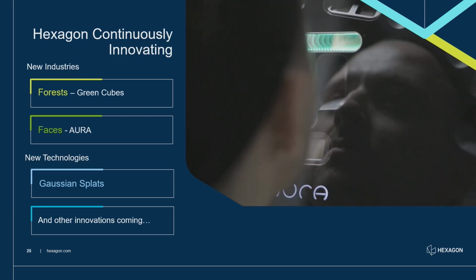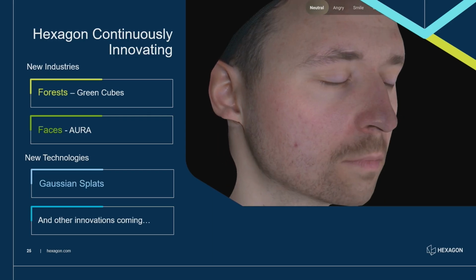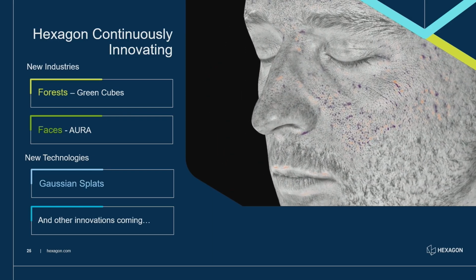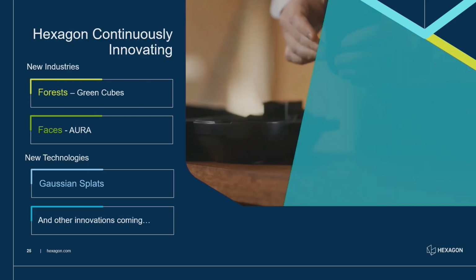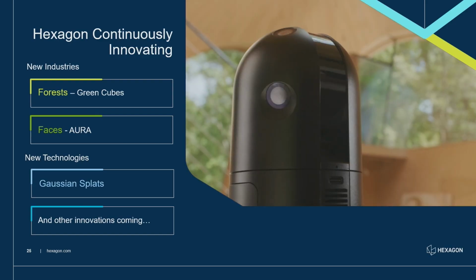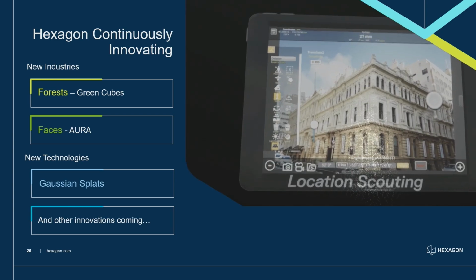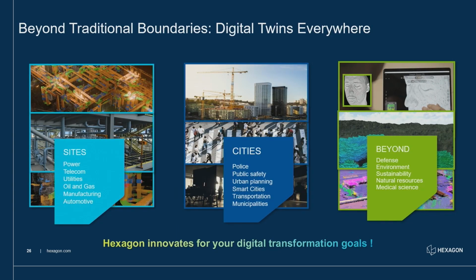As I said, continuously innovating. We're moving towards digital twins of forests, but also digital twins of faces, which you can see for Aura, which we have here as well. New technologies that we're developing, Gaussian splats, but other innovations that are coming from our R&D engineers in the near future. Really trying to help you bring reality into digital twins. And we want to create foundational technology that can be applied in many, many different industries that Hexagon is active in, that you see here.